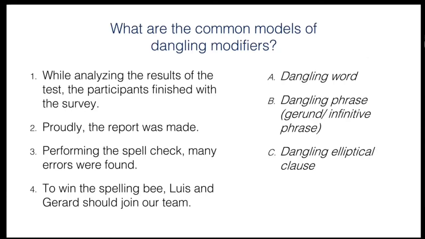So the same sentences that you've just seen, 4 of them, let's decide which of those have a dangling word, which of them have a dangling phrase, and which of them has a dangling elliptical clause. Elliptical means that there was a clause, or it should be a full clause, but some parts are missing. So we just left them out of the sentence.